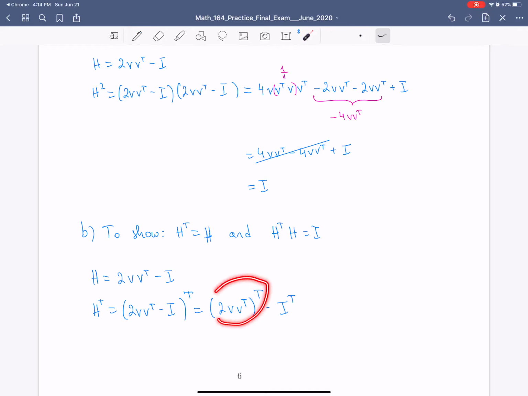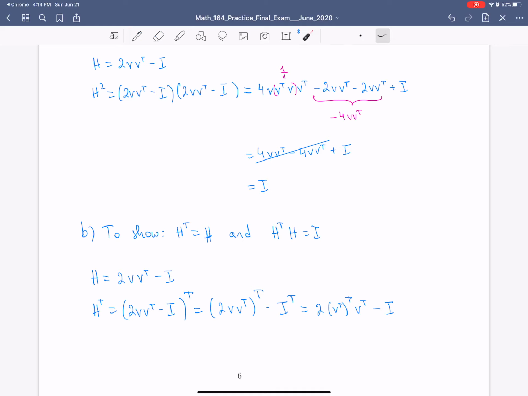How do we apply the transpose on this part? The 2 is a number, so the 2 can come out, no problem. And then you have one matrix times another matrix transposed. The answer is this transposed times this transposed. You have to reverse the order. So we get 2 times V transpose transpose times V transpose, minus the identity. The identity is a diagonal matrix, so it matches its transpose. So that's just the identity.